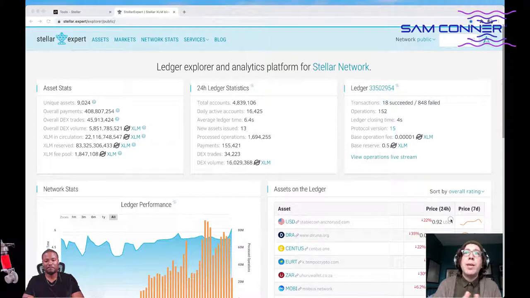So the public network is the one, if you want to see what's actually going on in Stellar, this is probably where you want to look. So let's look at the public network. All right. So let's go. So let's continue here, right?